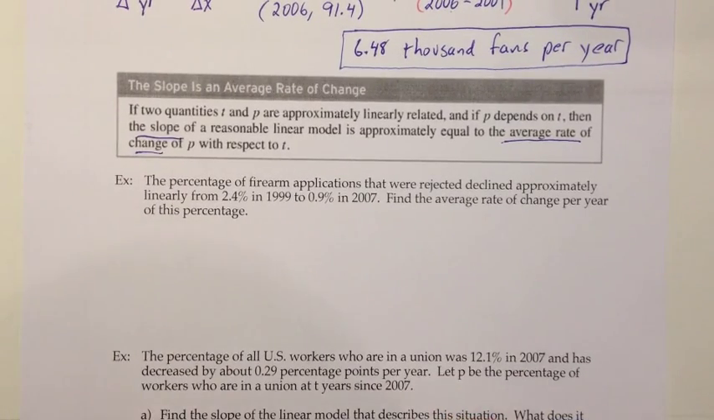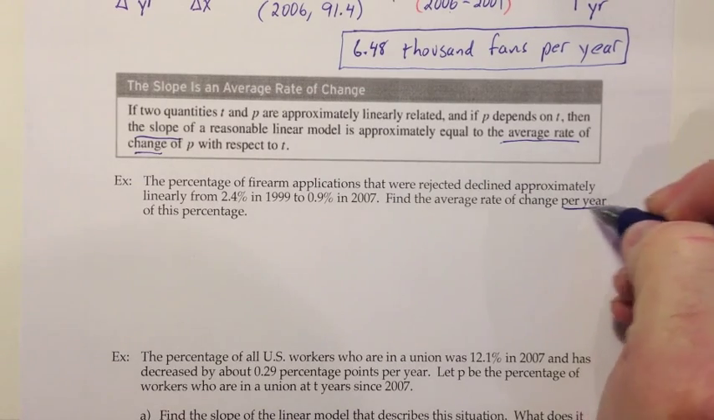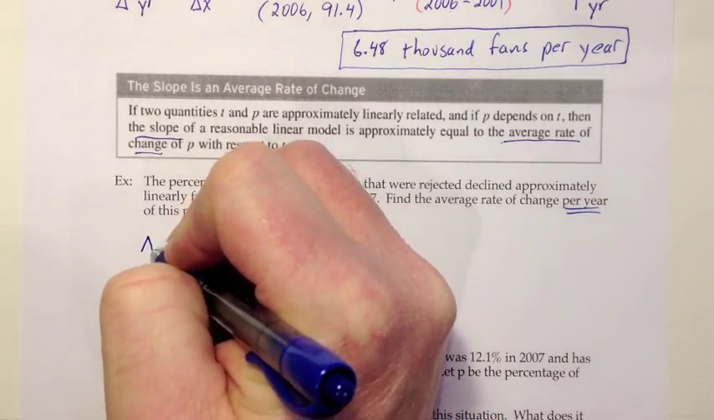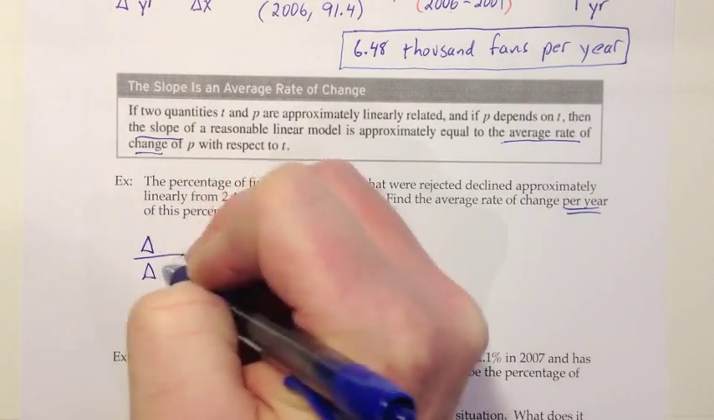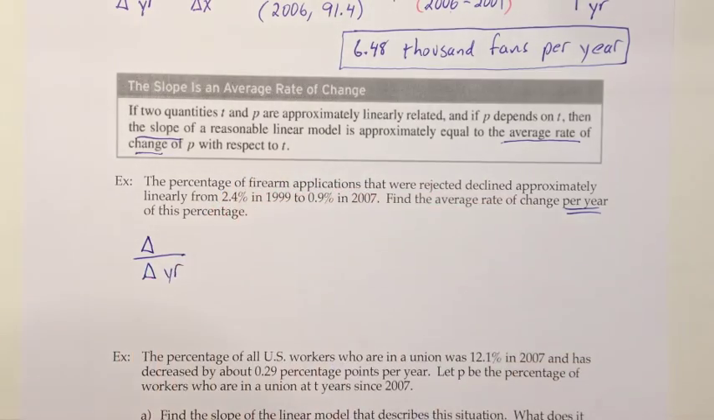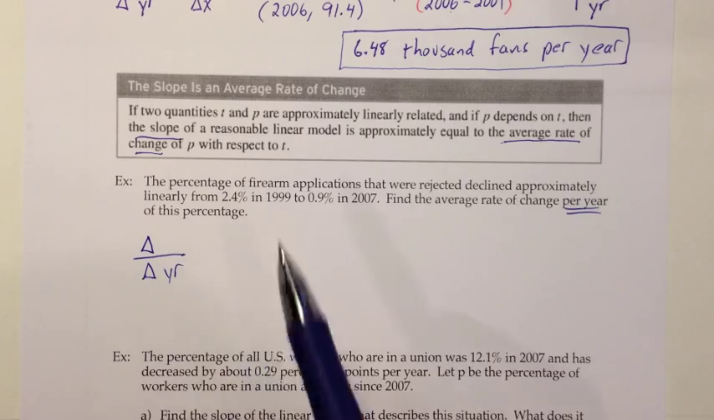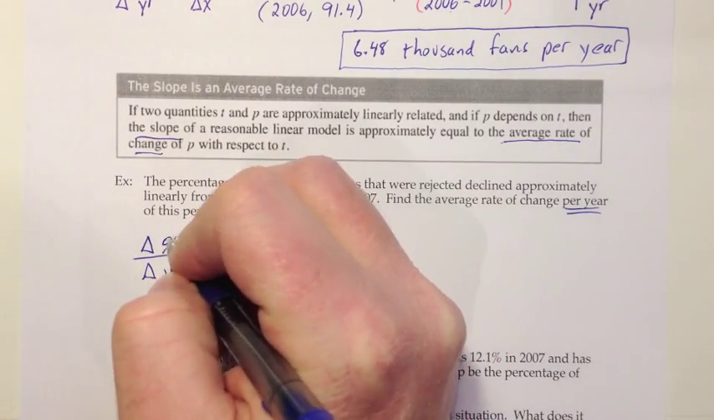So the percentage of firearm applications that were rejected declined approximately linearly from 2.4% in 1999 to 0.9% in 2007. Find the average rate of change per year of this percentage. Notice again that it is per year. So that indicates that we're going to be doing change in something over change in years. And what's the something? It's the percentage of firearm sales, so I'll just say change in percentage.